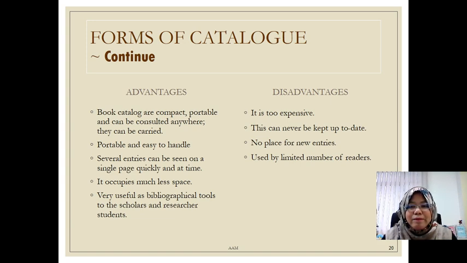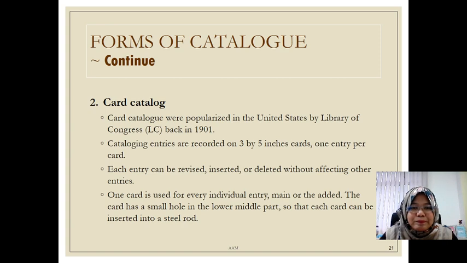It can never be kept up to date, because you have already made the listing. You write out all the listing itself. So if there is a mistake, or you want to arrange it in alphabetical order, you cannot, because it's handwriting. That's what it means: never kept up to date. No place for new entries. It is used by a limited number of readers, maybe one at a time. So it's a bit difficult. Alright, and then next is the card catalog.